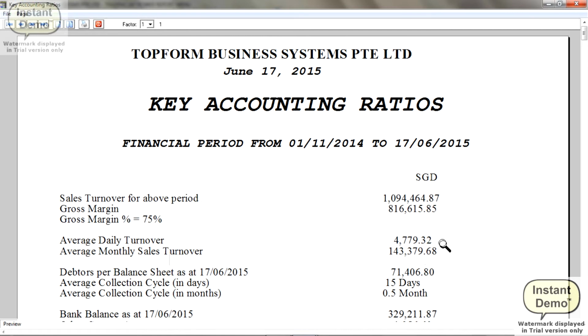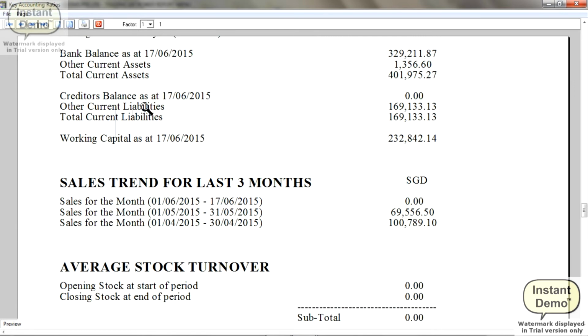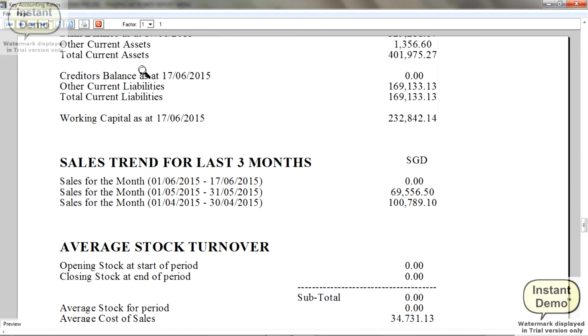As you move down to the bottom half of this report, you can see your total current assets, your current liabilities, and your working capital as mentioned earlier. The CAR report is a much more comprehensive report, which also tells you the sales trend for the last 3 months. You can see that in April, you were doing an average of $100,000. In May, you were doing $69,000. And for the month of June itself, you have done nothing yet. Isn't it a rather worrying situation?